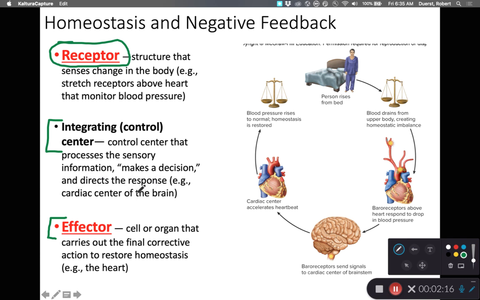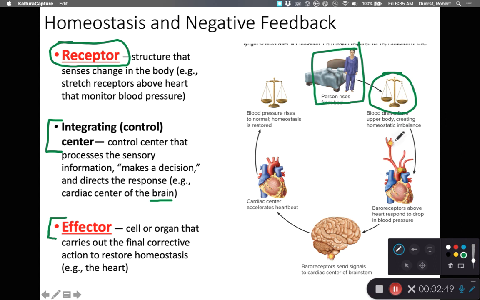When we think of our integration center, almost always this is going to be our brain. Occasionally it's going to be our spinal cord. And the effector is almost always going to be some sort of muscle or glandular structure in our body. So let's look at blood pressure as an example. Somebody is snoozing in bed and they stand up quickly. Because they stand up quickly, blood drains out of their head and they lose homeostasis.